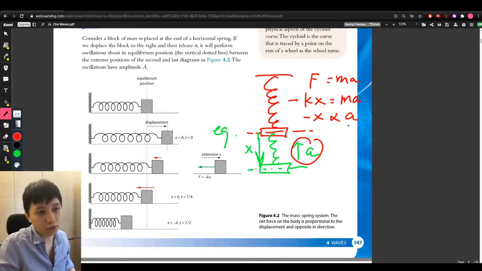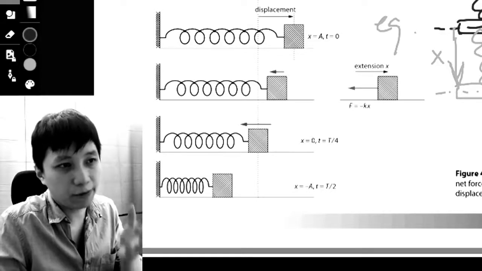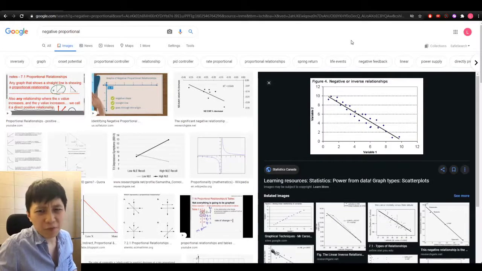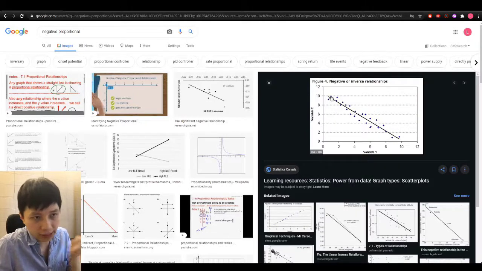negative proportional relationship. Wait, did I say negative proportional relationship? No, that's not right. If you refer to negative proportional, or more normally people call it inverse relationship, that is like a graph like this, but this is not what we want.